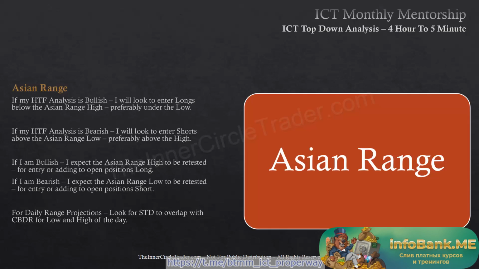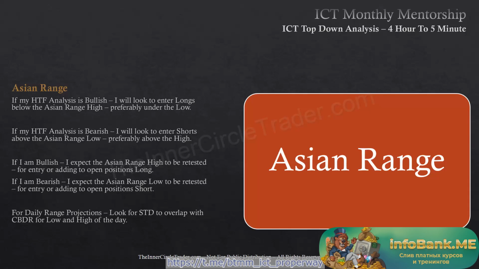Now, if I'm bullish, I expect the Asian range high to be retested for entry as support or adding to open positions for a long. If I'm bearish, I expect the Asian range low to be retested for an entry short or adding to an open position for short holdings.